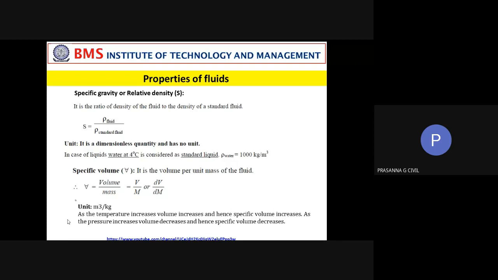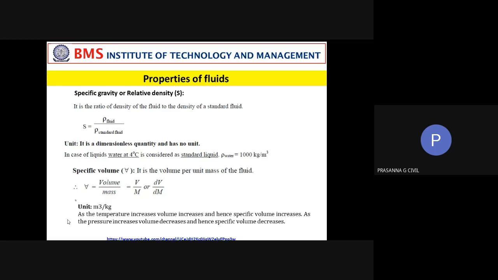Knowing the specific gravity, you will be able to find out the specific weight or density of that particular substance. Coming to specific volume, it is the volume per unit mass. So, the direct reverse of density or mass density. It is volume per mass. So the unit also becomes directly reversed, meter cube per kg.